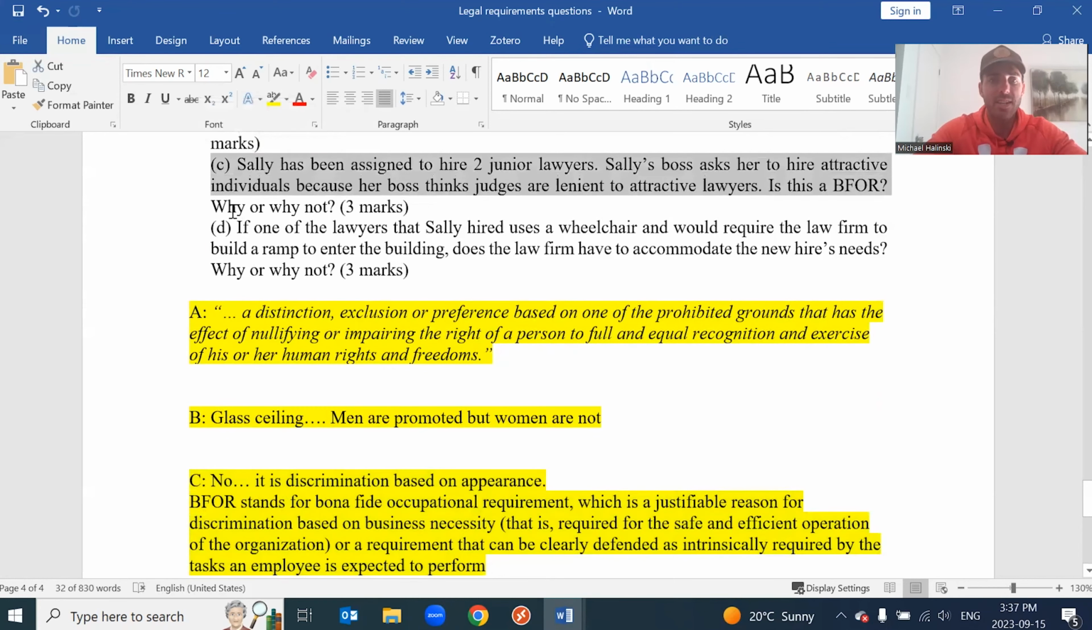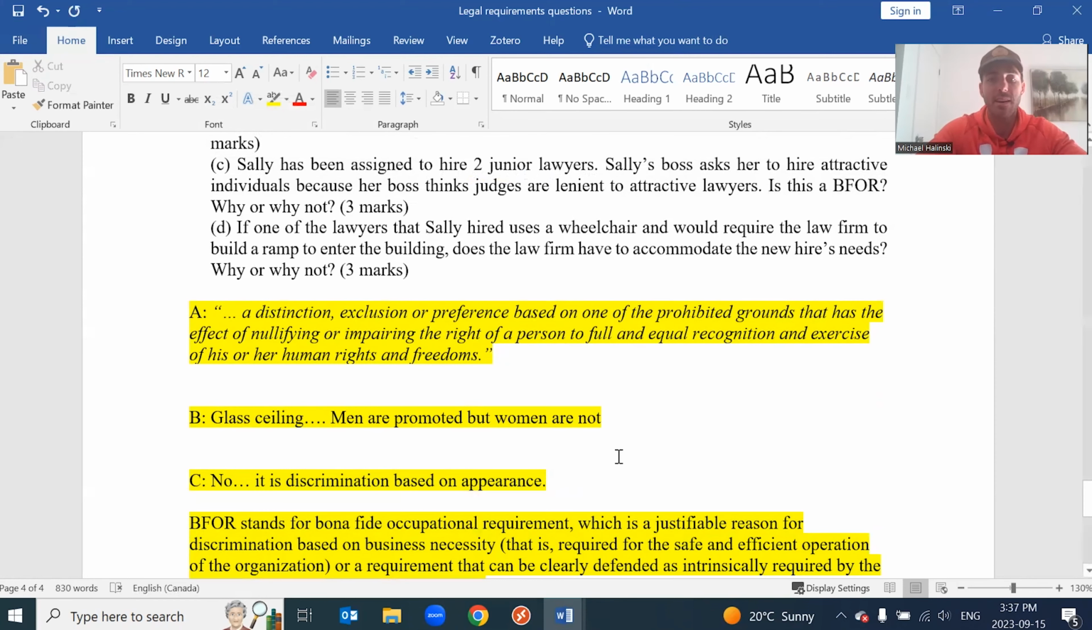Okay, so is this a BFOR or not? The answer is definitely no. This is discrimination based on physical appearance. You do not need to be attractive. Your attractiveness does not impact your ability to understand or articulate the law or legal rationale. Okay, so nope, not a BFOR. So it's discrimination. So don't do that.